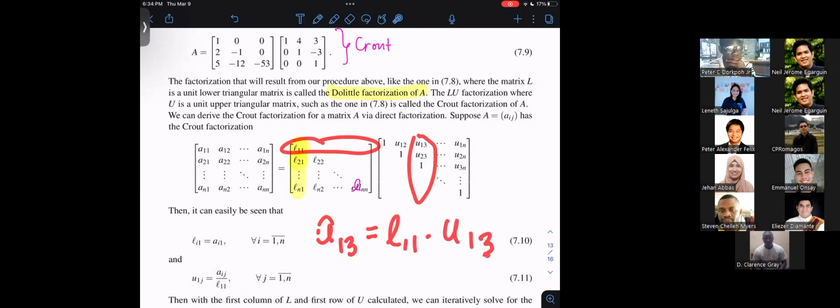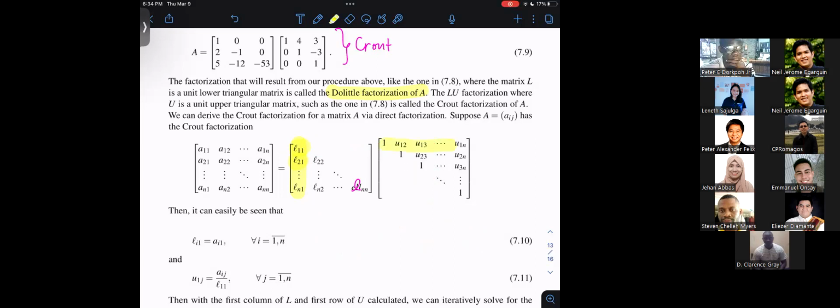So that means U13 is equal to A13 over L11, right? And that will happen for all the entries in the first row of the upper triangular matrix U. So essentially, that procedure is summarized in equations 7.10 and 7.11. If you're programming the Crout factorization, you can just include these two in a for loop.